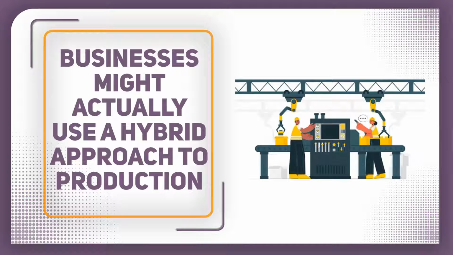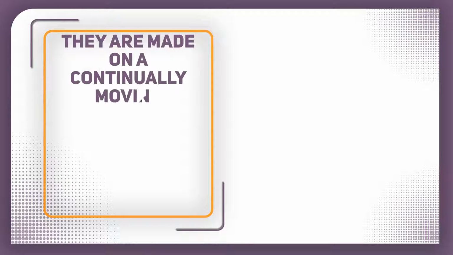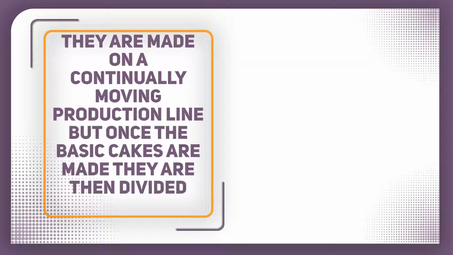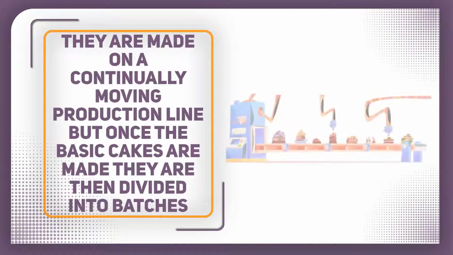For example, a cake factory may constantly produce the same basic cakes. They are made on a continuously moving production line, but once the basic cakes are made, they are then divided into batches and decorated separately.